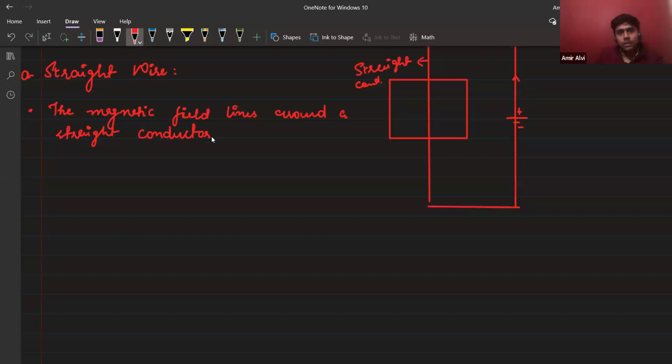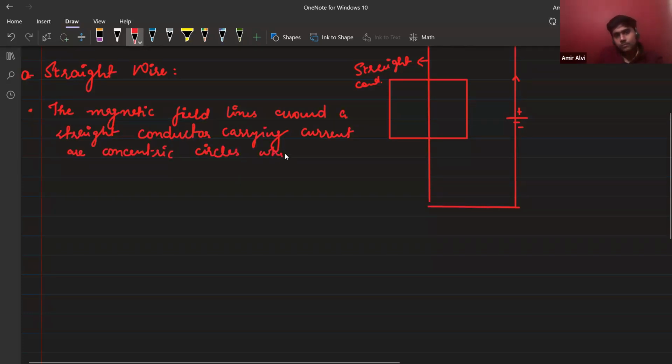Conductor carrying current concentric circles whose centers lie on the.